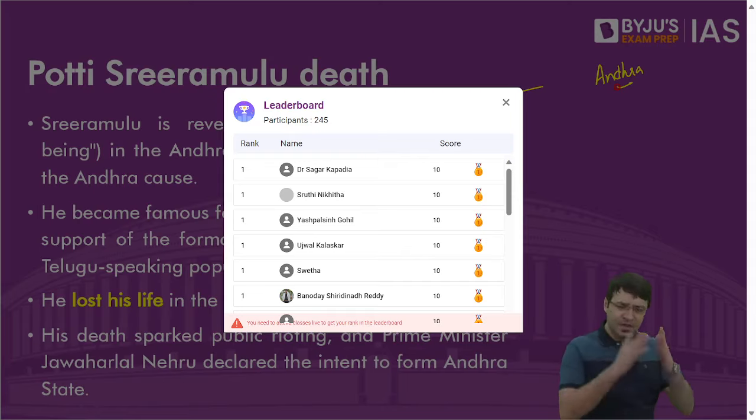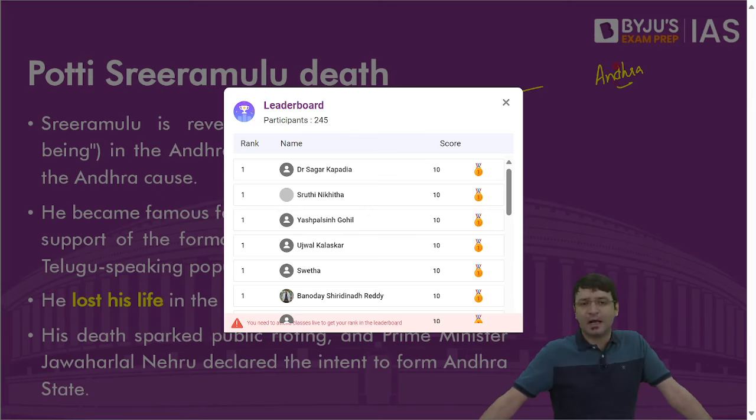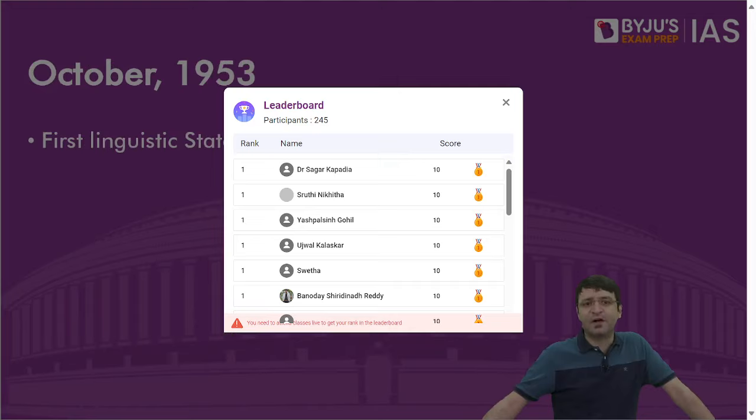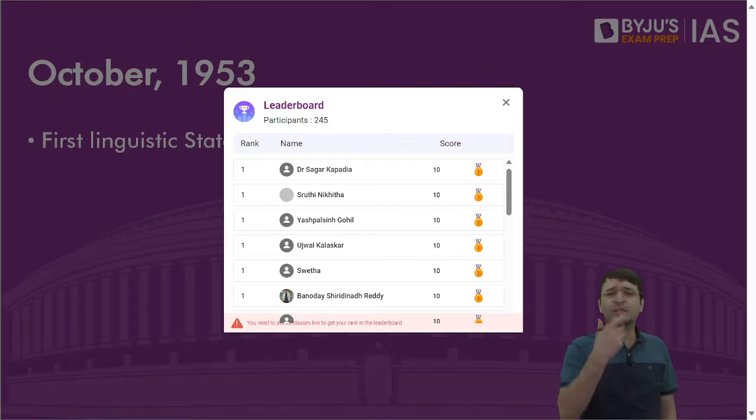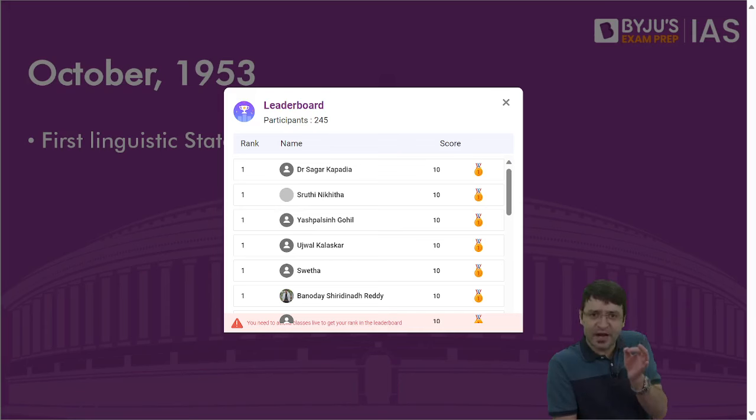When he lost his life, there was a series of protests in Telugu-speaking areas. Ultimately, the government succumbed to the pressure, and in October 1953, the first linguistic state was created in independent India. The first state in independent India created in the name of language was Andhra. Although Odisha, or Orissa, was previously created for the Odia-speaking population, that was prior to independence, during colonial times. In post-independent India, for the first time, a state was created specifically on the grounds of language. The first linguistic state in independent India was Andhra in October 1953.